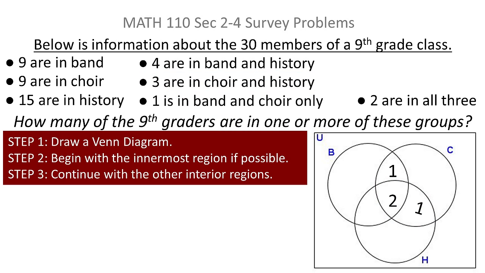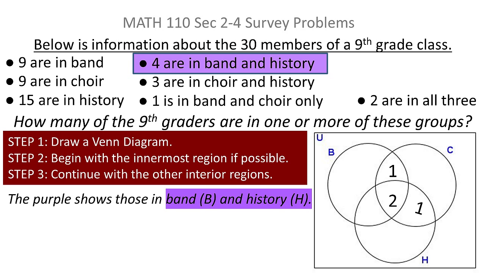And 2 plus 1 add to 3. And you keep going. Now we're looking at the people who are in band and history. Well, that's the region where the B circle overlaps the H circle. That's the region I have shaded in purple here. Again, it says 4 people are in band and history.